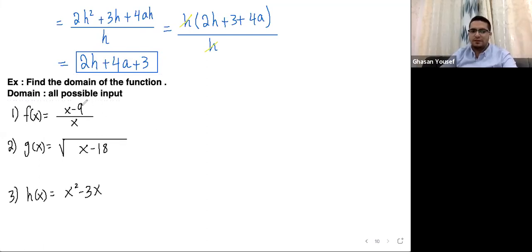Can I plug the positive numbers inside this function? Like 1, 2, 3, 4, 5. Can I plug the positive numbers inside this function?